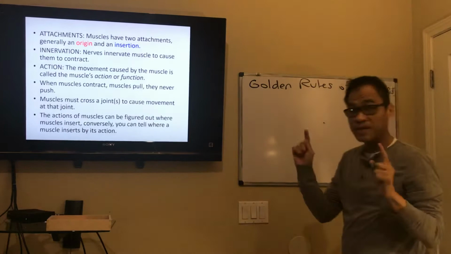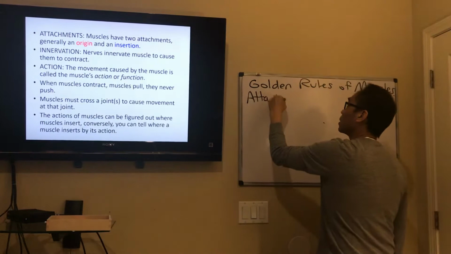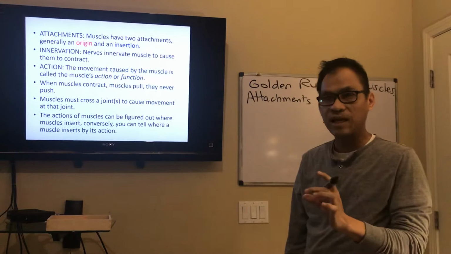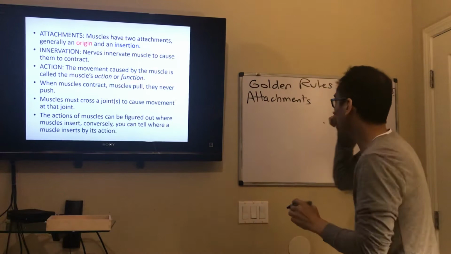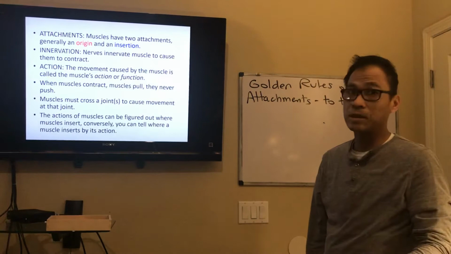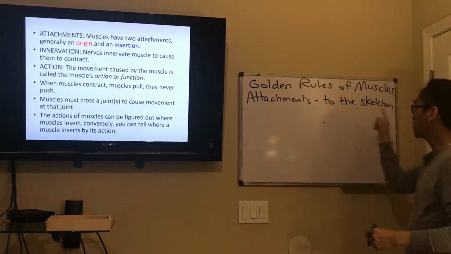The attachments, the O's and the I's. Muscles usually attach somewhere on the skeleton. Sometimes they attach to other things like connective tissues or skin, but most of the time it's an attachment to the skeleton. The reason why you do that is muscles cross joints, and when they contract, they move joints. So attachments to the skeleton, muscles cross joints to move the joint.